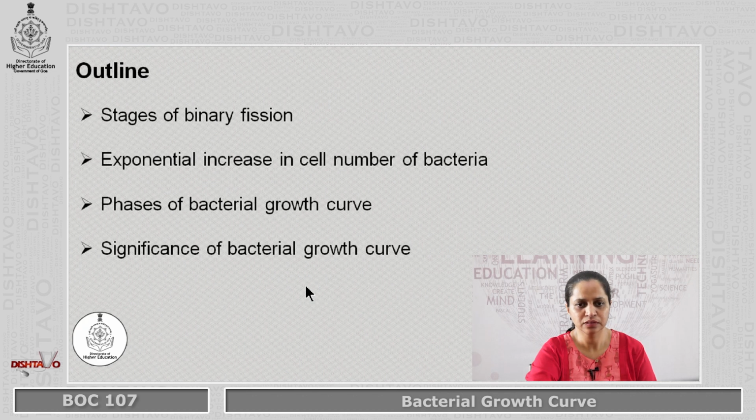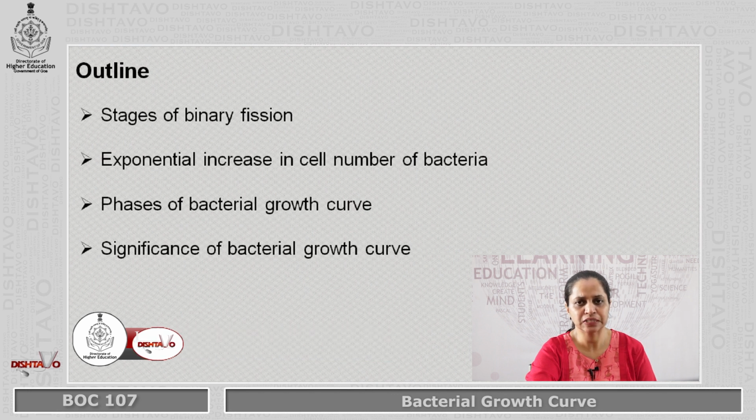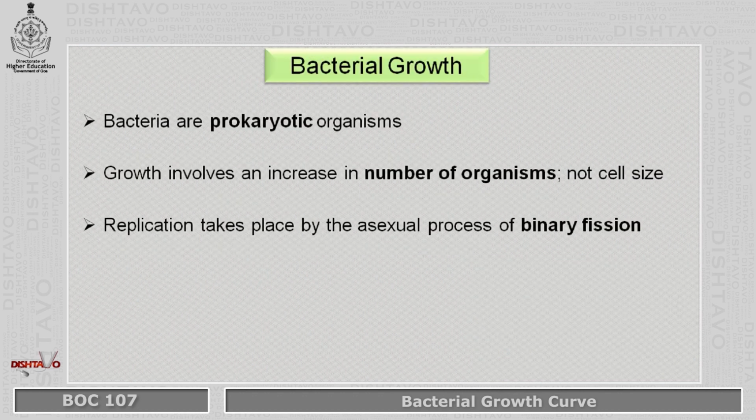Outline of this module are stages of binary fission, exponential increase in the cell number of bacteria, phases of bacterial growth curve, significance of bacterial growth curve. Learning outcome. At the end of this module, students will be able to describe the stages of binary fission, explain the growth of organisms in a batch culture, explain exponential growth of bacteria and generation time, describe the phases of bacterial growth curve. Now let us begin with the topic, bacterial growth.